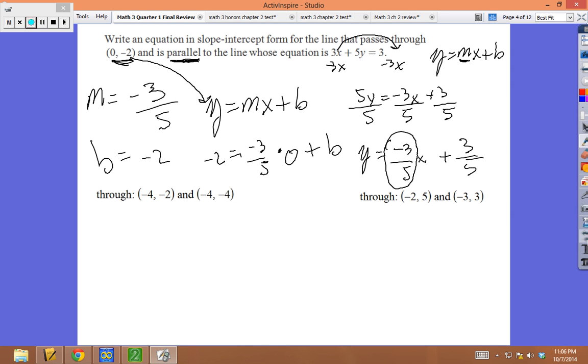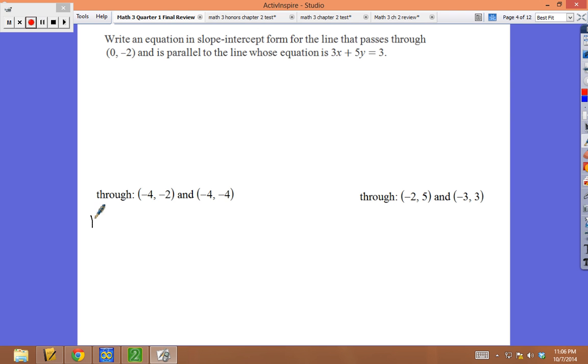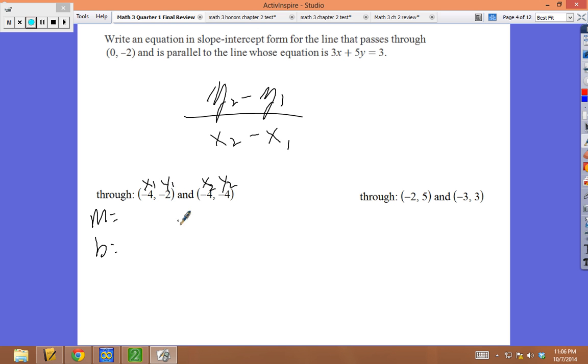Okay, these guys, they give you two dots. So with two dots, you gotta find m and you gotta find b. This is an x, this is a y, this is an x, this is a y. If they give me two x's and two y's, one of them's x1, one of them's x2, y1, y2. So let's use y2 minus y1 divided by x2 minus x1. And it's going to be, if I do this one first, a negative 2 minus a negative 4, and then a negative 4 minus a negative 4. On top is going to be, that's a plus, that's a plus, top is going to be 2. On bottom is going to be 0.